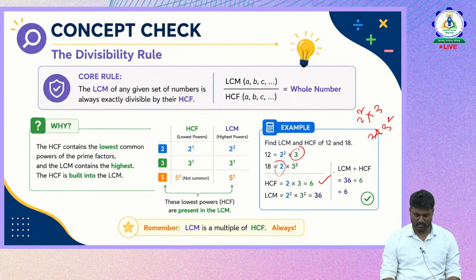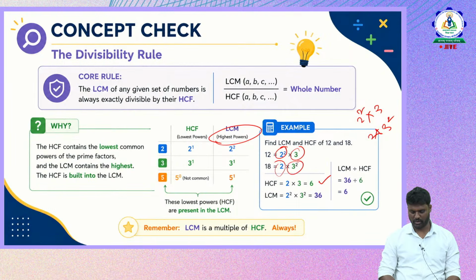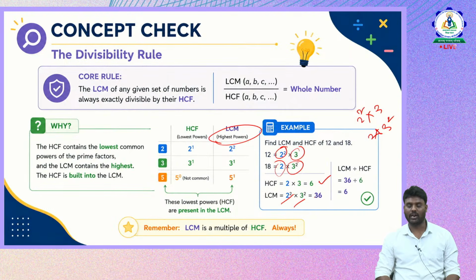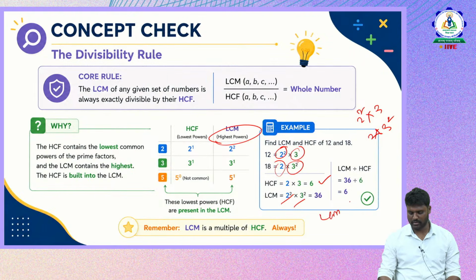Now LCM means least common multiple. In a short method, we remember that we take the highest powers of the given numbers. In 12 and 18, the highest powers are 2 to the power of 2 and 3 to the power of 2. When you multiply them, you get 36. This is the least common multiple of the given numbers 12 and 18. Now we need to find LCM divided by HCF. The LCM obtained is 36 and the HCF is 6. When you divide, you get 6.